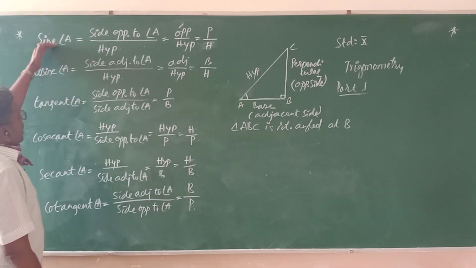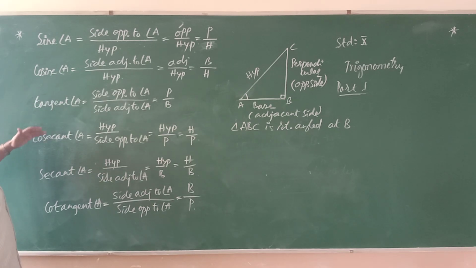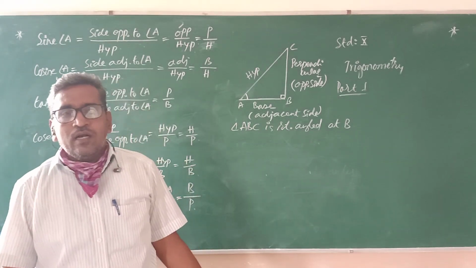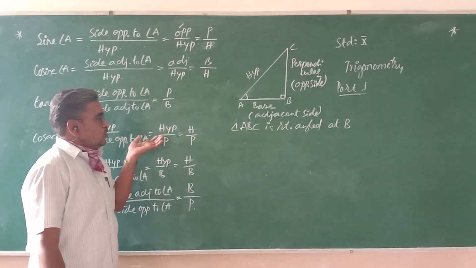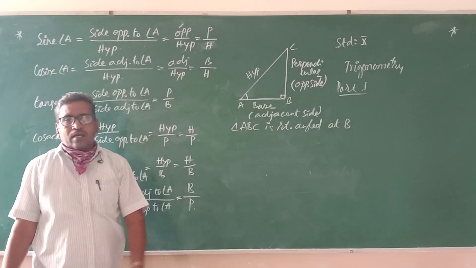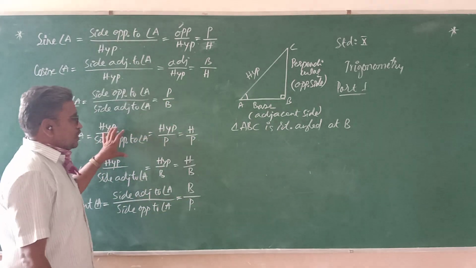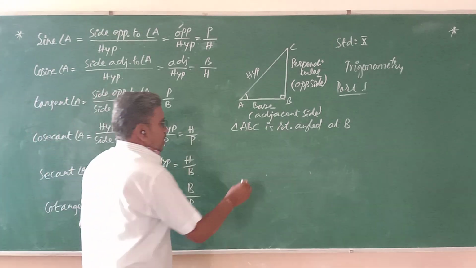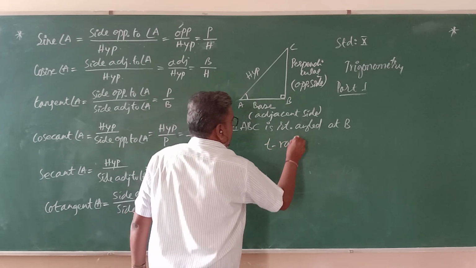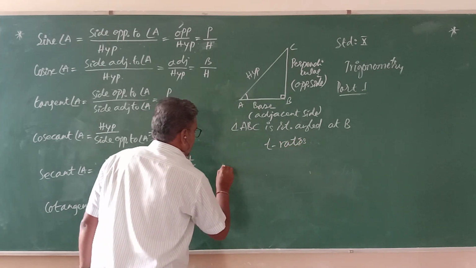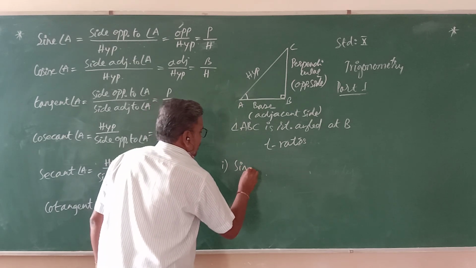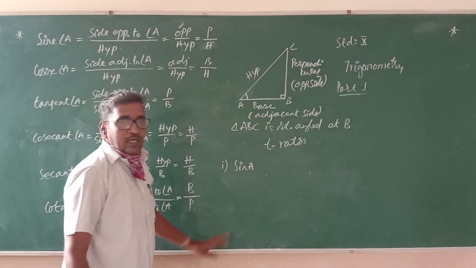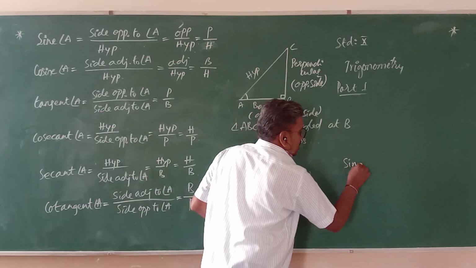These, sine, cosine, tangent, cosecant, secant and cotangent, are said to be trigonometric ratios. So in this way the sides of the right angle triangle are related in the form of ratios. These are said to be six trigonometric ratios. Shortly we write them as T ratios. So once again, I want to write sine, short for sine of angle A.